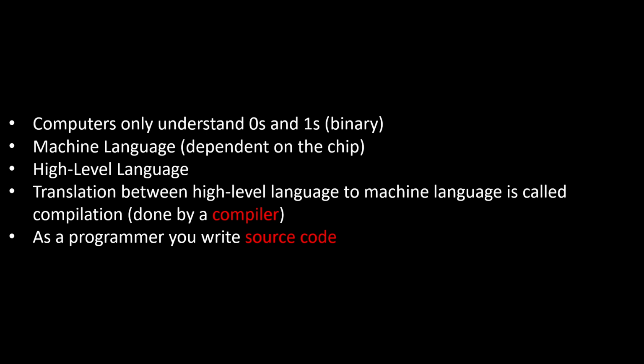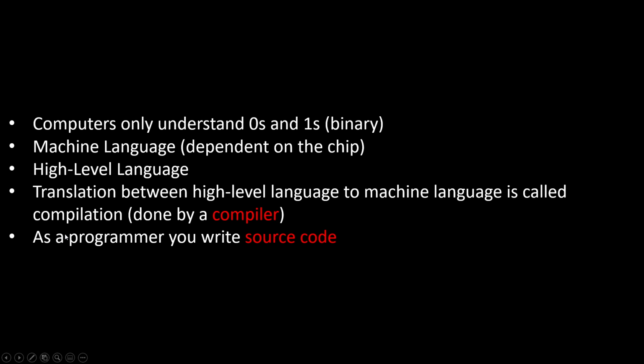All right, so now the translation between a high-level language to machine language, to the zeros and ones, is called compilation. Compilation. And it's done by a compiler, right? So what is that? You translate from a high-level language, C, C++, Java, C#, Swift, into... Well, Swift is a bad example, and Java is also a bad example, but we'll get there. Bear with me here. Machine language is called compilation, and it's done by a compiler.